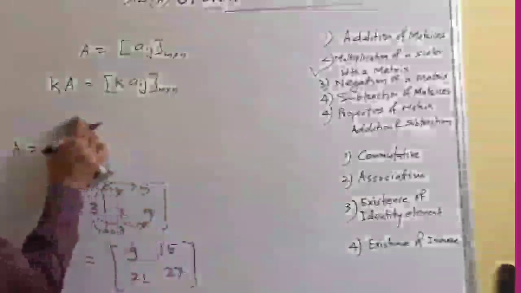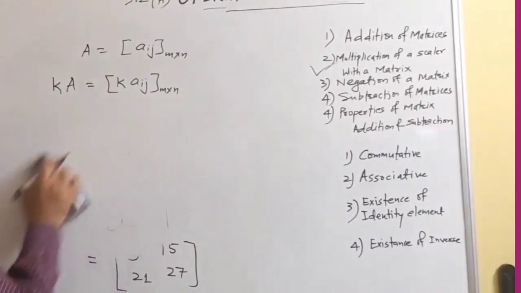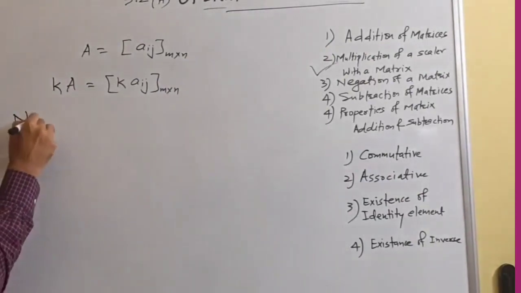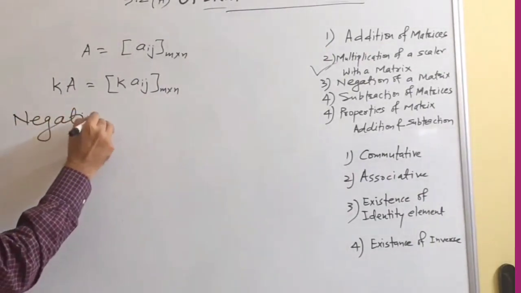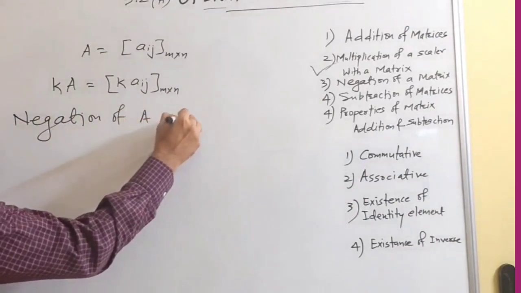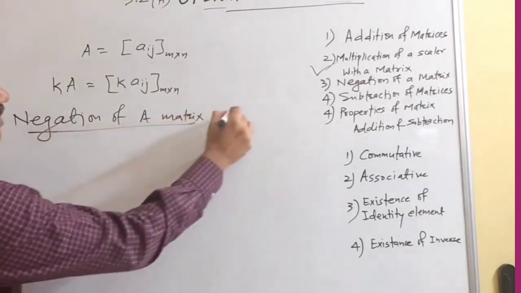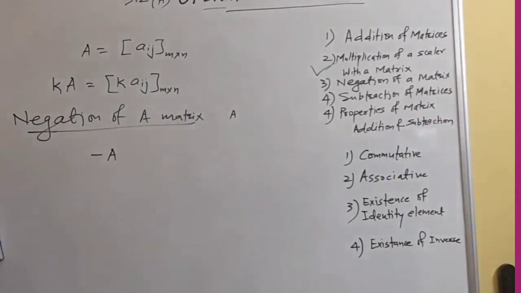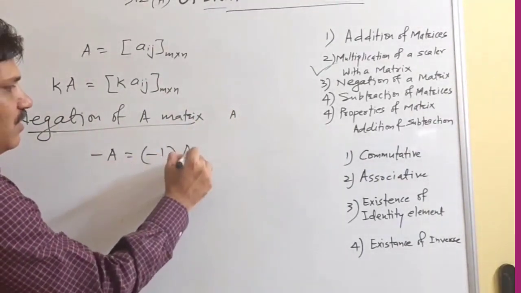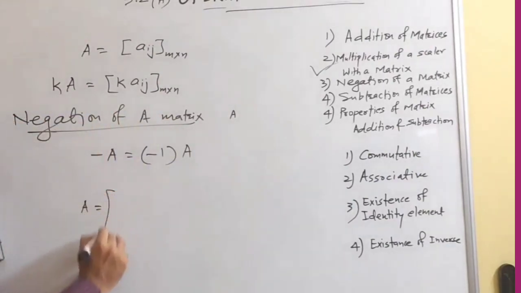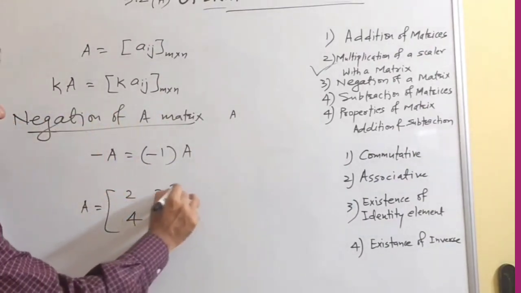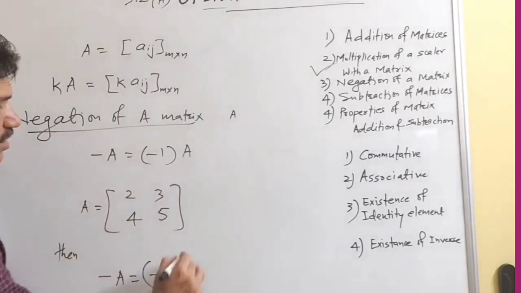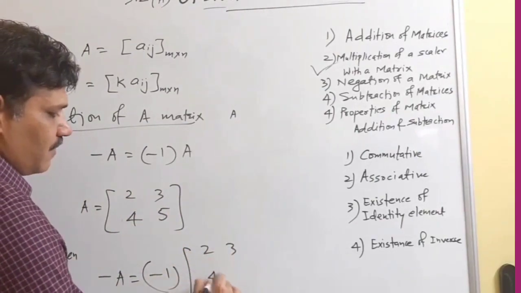Now we know the addition of matrices, subtraction of matrices. Let's talk about the negation of a matrix. Suppose A is a matrix, the negation of A is given by minus times of A, that is minus 1 multiplied by A. Suppose I have a matrix 2, 3, 4, 5 and 10. The negation of A is minus 1 times of this matrix.